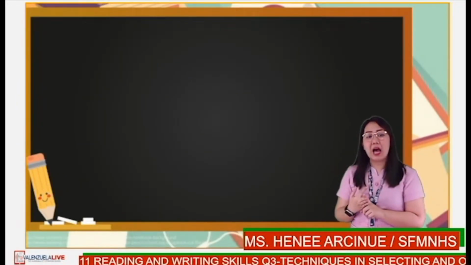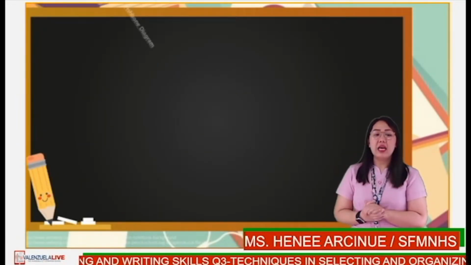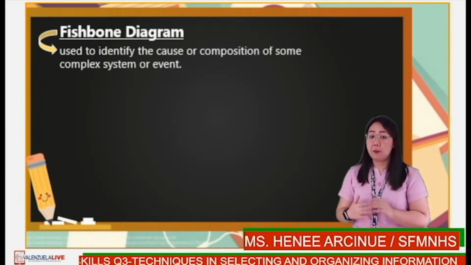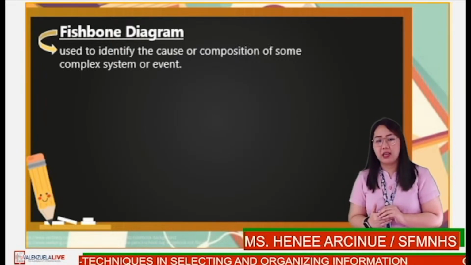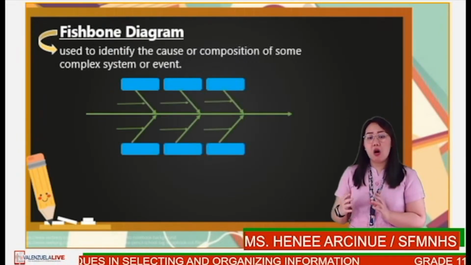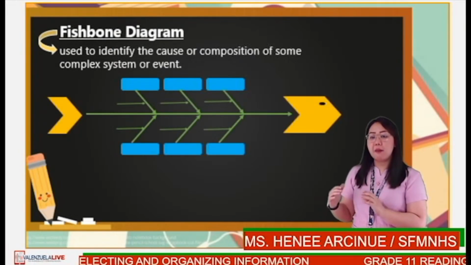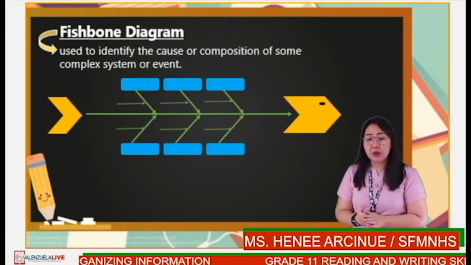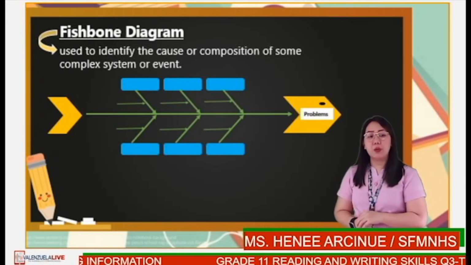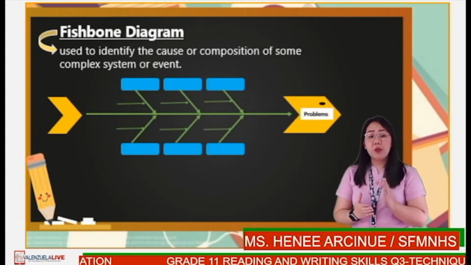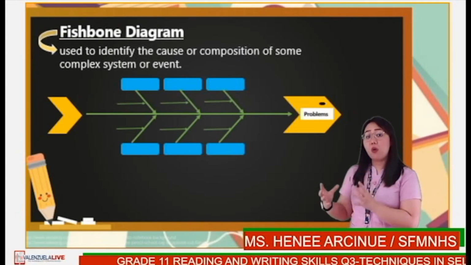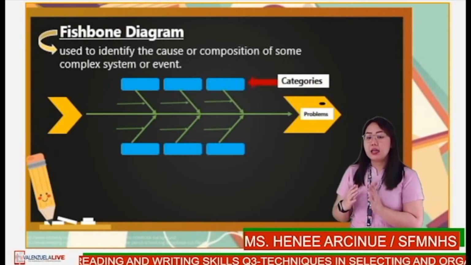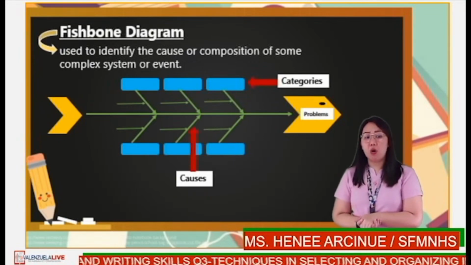Next, we have this fishbone diagram. It is used to identify the cause or composition of some complex system or event. Each bone coming off of the spine of the diagram is then broken down into more details. Remember, whenever we are going to use a fishbone diagram, we need to consider the causes or the factors of different categories.